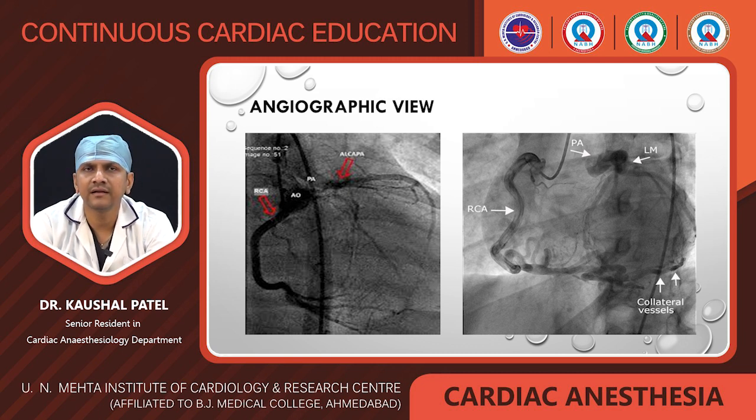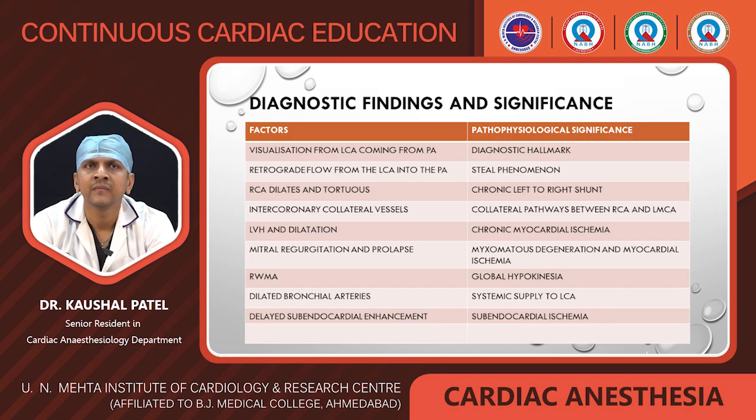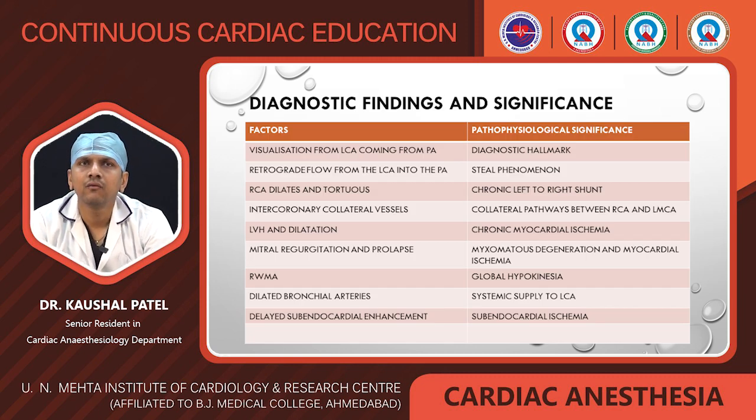On the left side of the angiography, there is the aorta giving rise to the right coronary artery, and the pulmonary artery is giving rise to the left coronary artery with multiple collateral vessels in between them. Now coming to the diagnostic findings and significance. What is diagnostic is if we can visualize the left coronary artery coming from the pulmonary artery; that is the pathological hallmark for the diagnosis of ALCAPA.